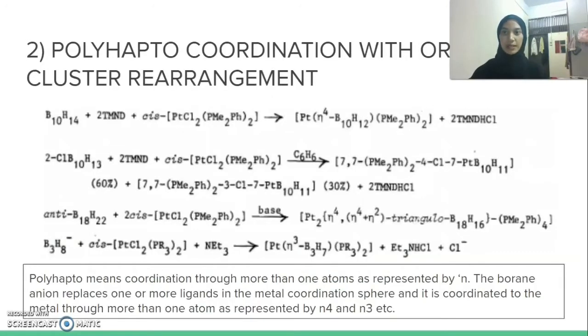The next method is polyhapto coordination with or without cluster rearrangement. A boron in the presence of a reagent like triethylamine undergoes reaction with metal complexes to form metalloborane. The special part of this reaction is that the metalloborane formed has the metal center located within the metalloborane through more than one atomic center, as we can see in the reactions. So another two methods will be presented by Anis Zulaika.